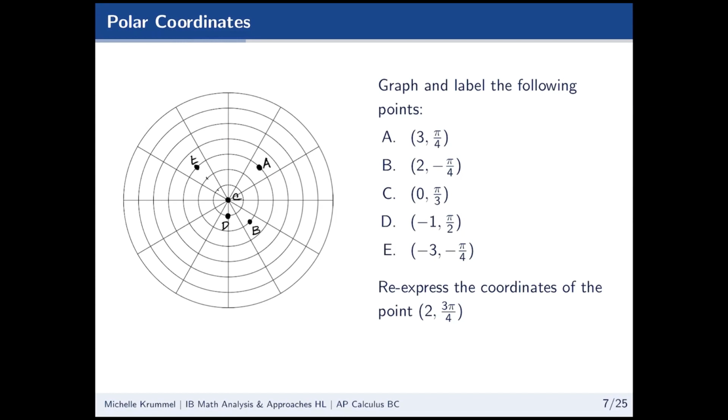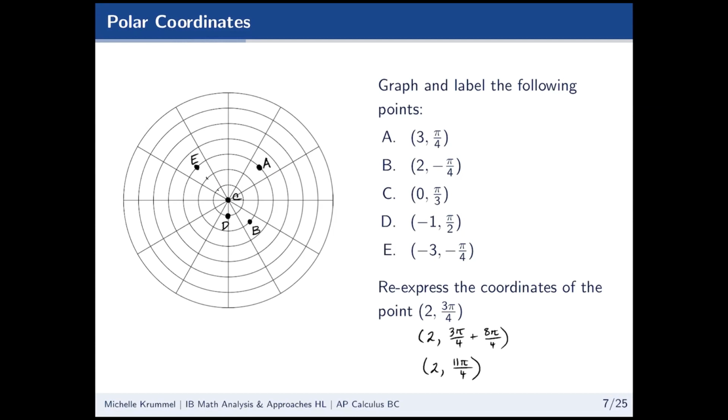And finally here, we're going to re-express the coordinates of the point 2 comma 3 pi over 4. There's lots of ways to do this. You don't have to do it the way that I'm going to do it. The easiest way to re-express the coordinates would be to add 2 pi to the angle. So we have 3 pi over 4 plus 2 pi, and for my 2 pi, I want to get a common denominator here. So I'm thinking of that as 8 pi over 4. So my coordinates are 2, comma, 11 pi over 4.